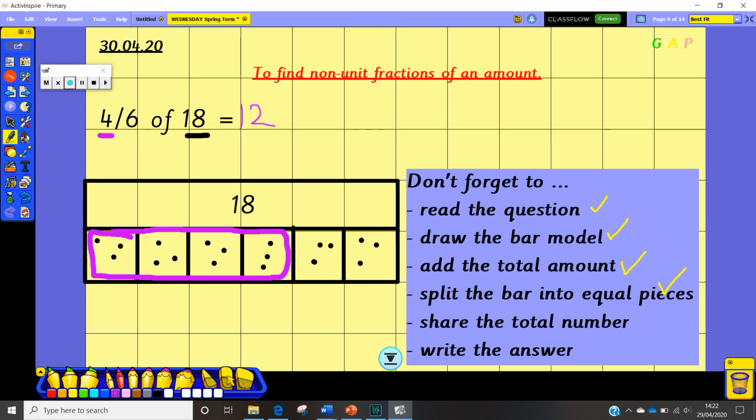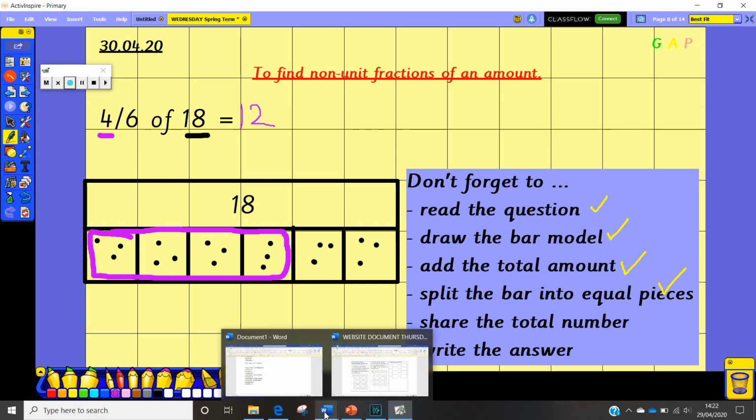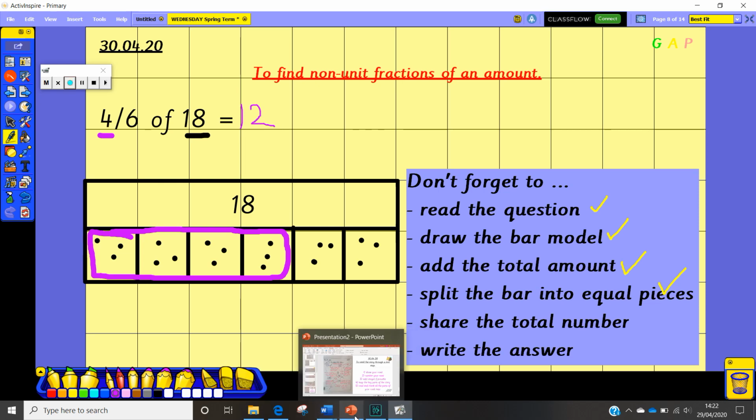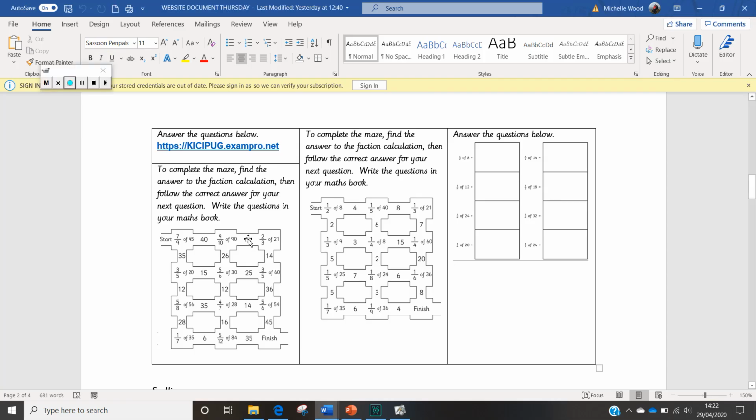Well done, everybody. So for the remainder of the lesson, I would like you to answer some questions. Now the questions look like this. It's a maze. So you answer the first question on the maze here, and then depending on the answer that you get, you either follow this route going through the maze or this route going through the maze. So if 7/9 of 45 is 35, the answer, you come this way. And if it's 40, you go that way. So that's how you answer your maze.